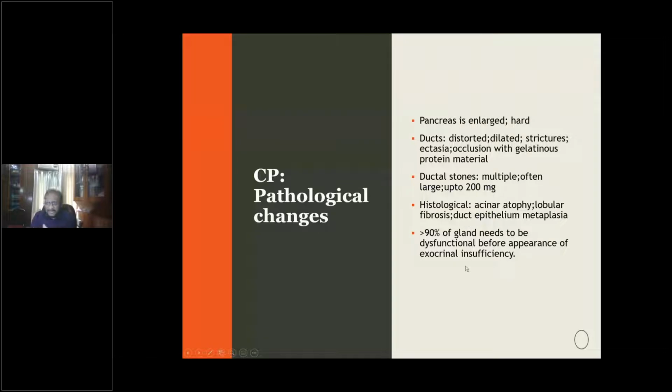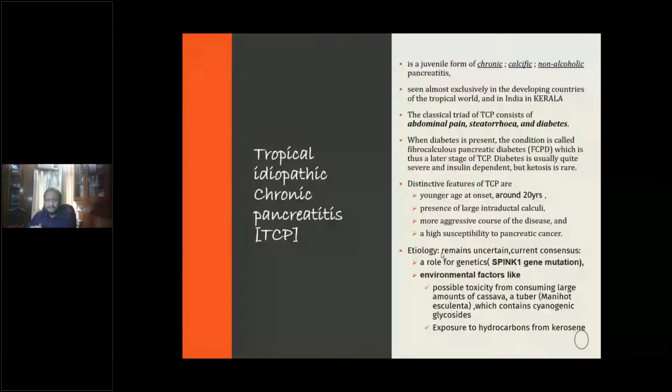More than 90% of the gland needs to be dysfunctional before the appearance of exocrine insufficiency. That is to say that in the early stages, the only presentation would be pain, with no exocrine or endocrine insufficiency. Until more than 90% of the gland has been rendered useless by fibrosis, only then will you start getting exocrine insufficiency. Right? A word about tropical idiopathic chronic pancreatitis, that is basically ITCP.